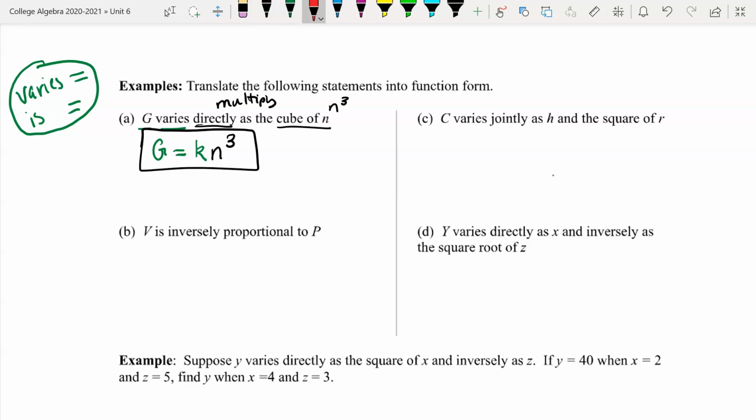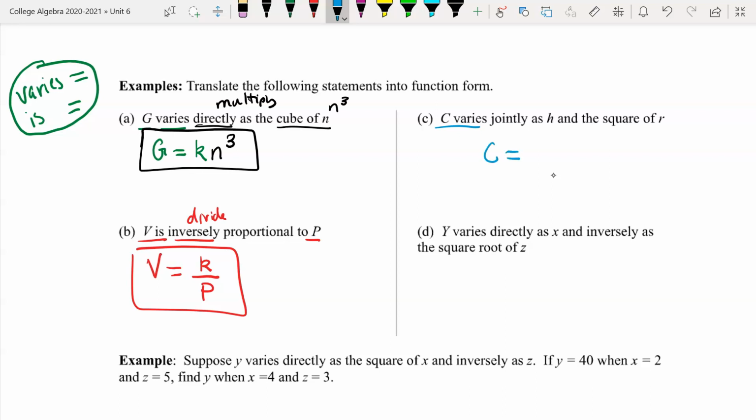Now b, if I go down, it says v is, so v equals, because is my equal sign, inversely proportional to p. Inversely means I'm going to divide, and proportional to p just means I'm going to use p. But remember, after every equal sign, I write a k. I'm going to divide by p. Okay, next one says c varies, right there. We know c equals. I'm going to write my k. Jointly means I'm going to multiply as h and the square of r. So r squared. We're going to say h times r squared.